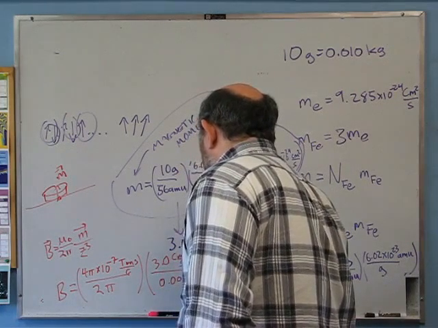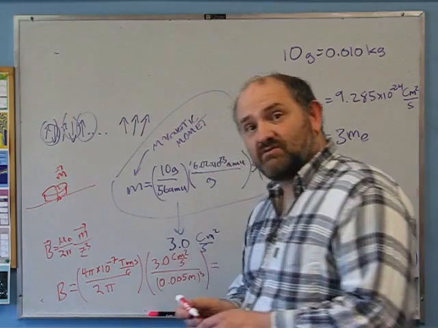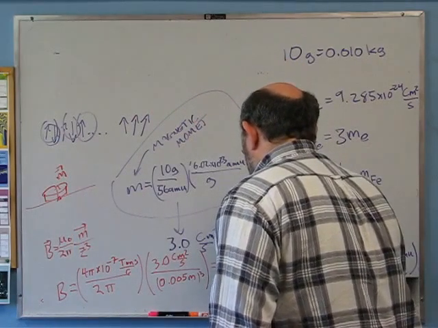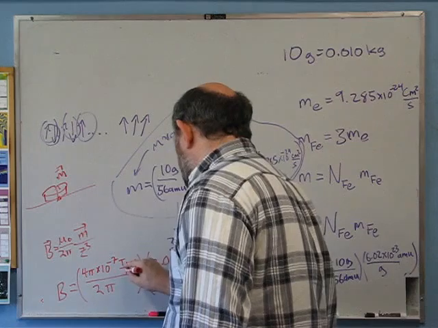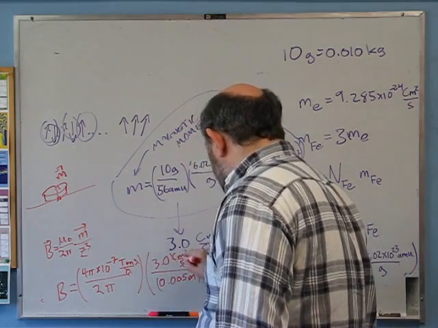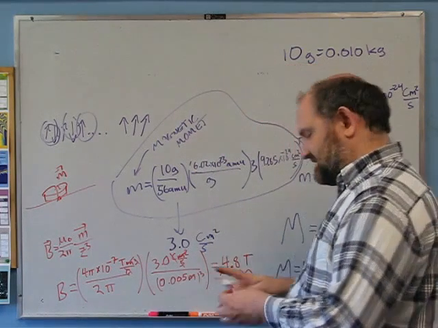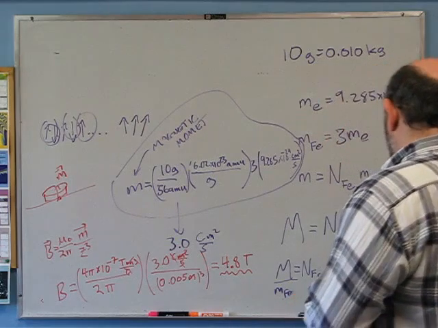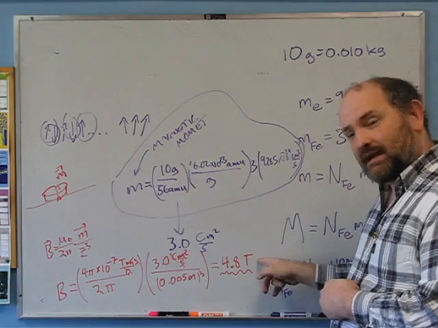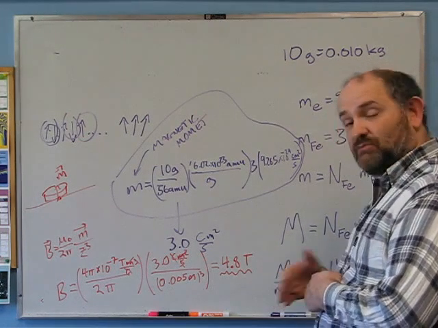The magnetic moment is 3.0 coulomb meter squared per second. And then Z cubed is 0.005, so half a centimeter cubed. And so if I calculate all of those things, I get 4.8. And let's make sure the units work. So coulombs cancel coulombs, seconds cancel seconds, meters cubed cancels meters squared times meters. Yes, we get Tesla. So 4.8 Tesla, that's a lot.